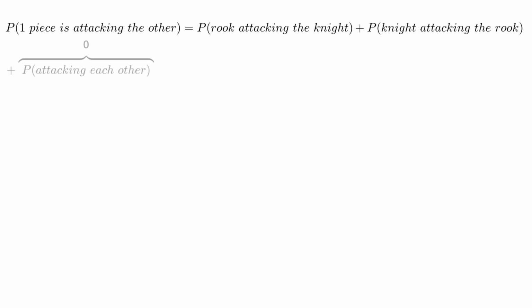The intersection of these possibilities is null. In other words, it's empty, this intersection set, because they can't attack each other at the same time because of the nature of their movements is radically different.